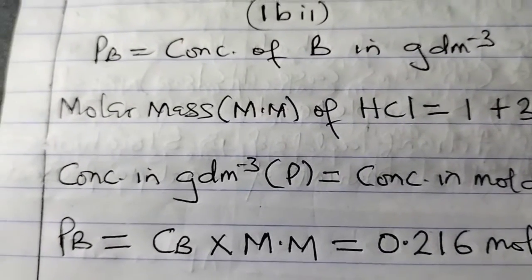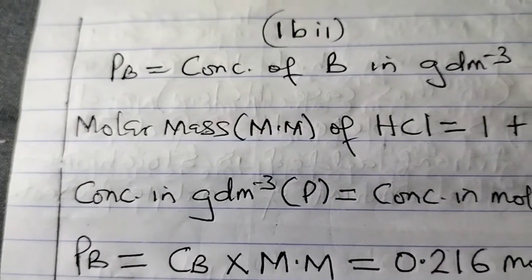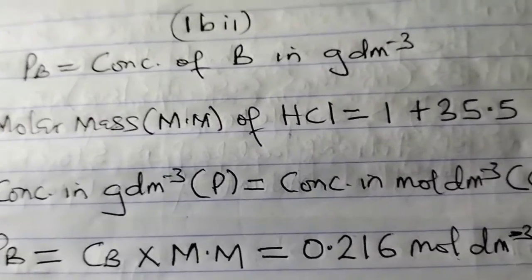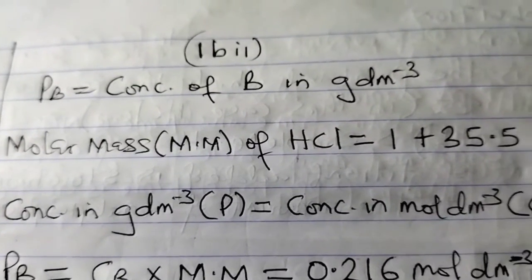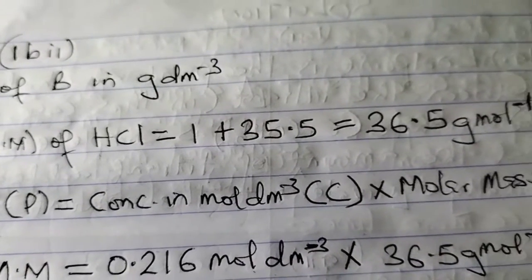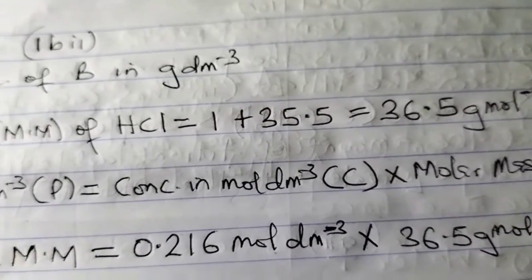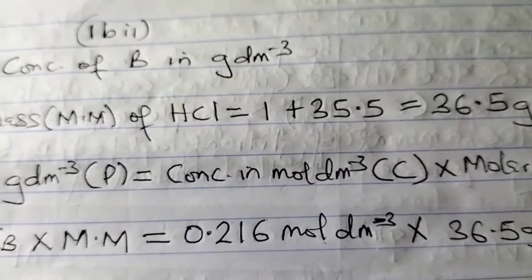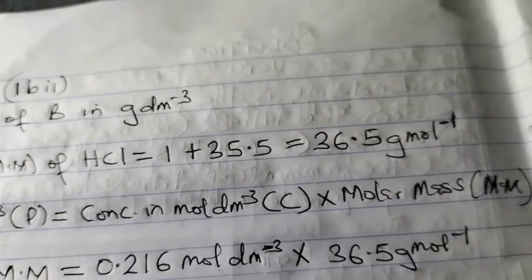We'll have to find the molar mass of B. B, remember, is HCl, so don't get confused. The molar mass of B, substituting the atomic masses, is 1 plus 35.5. That gives us 36.5 gram per mole.